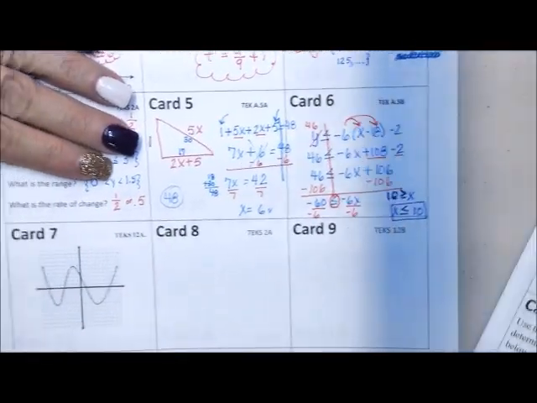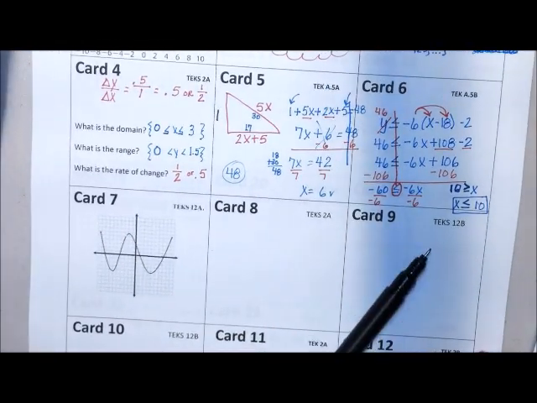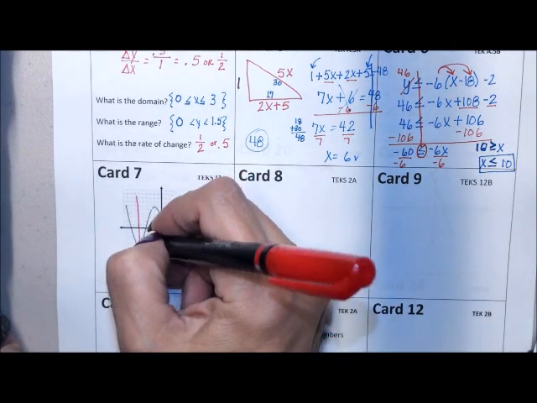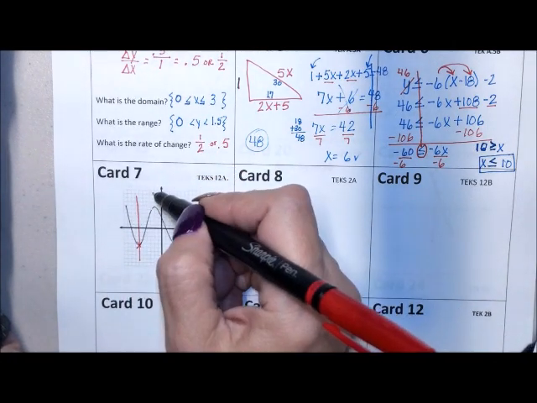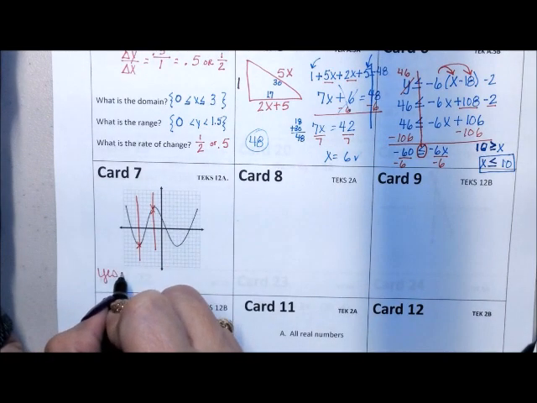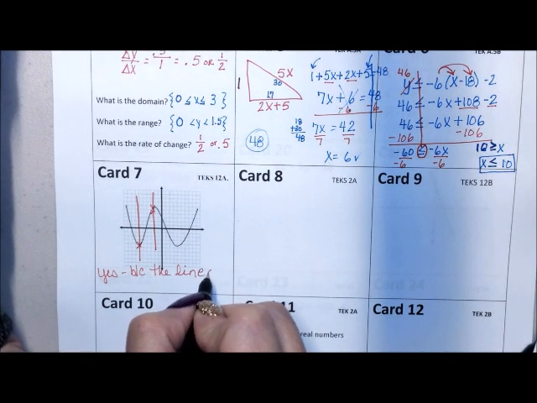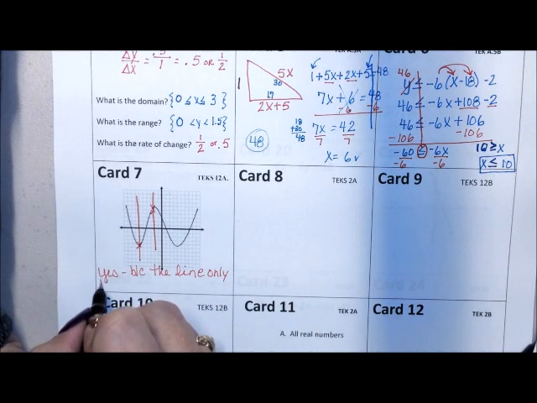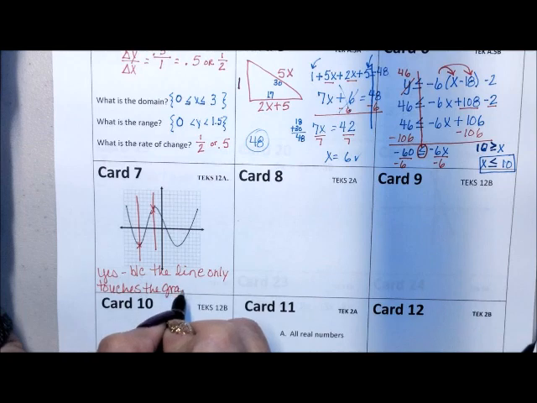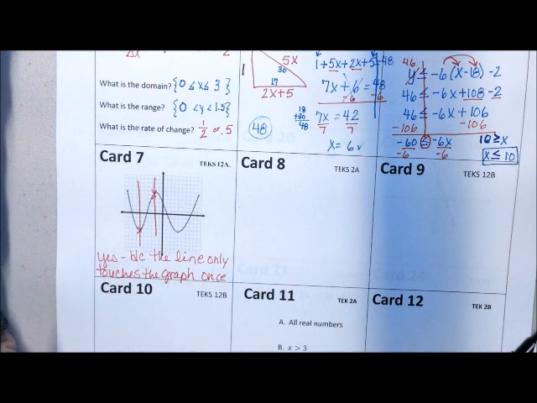Number 7 says, use the vertical line test to determine whether or not the graph below represents a function. Okay, so the vertical line test. We are going to draw a vertical line. I only touch the graph once. No matter where I draw it, I only touch once. So, yes, because the line only touches the graph once. That's how I know it is a function.